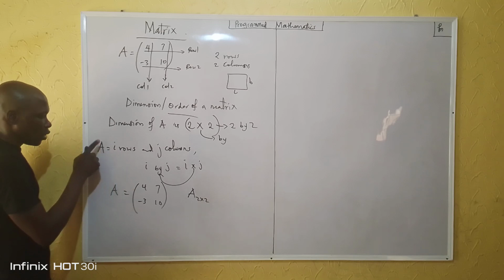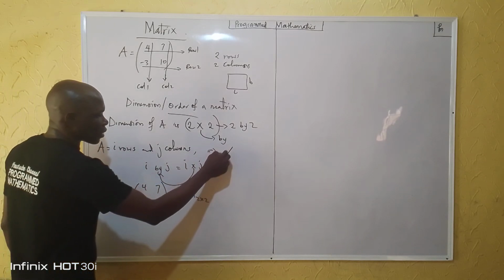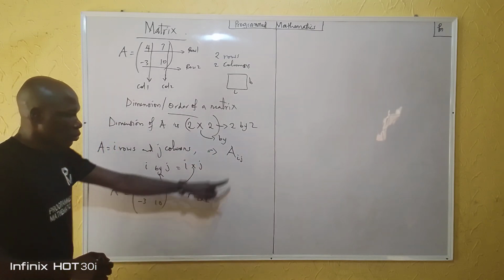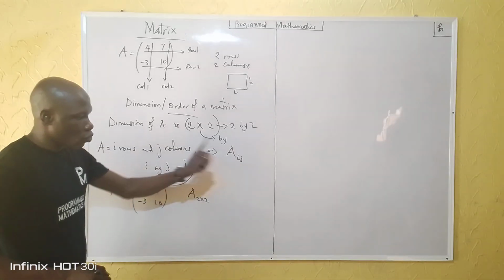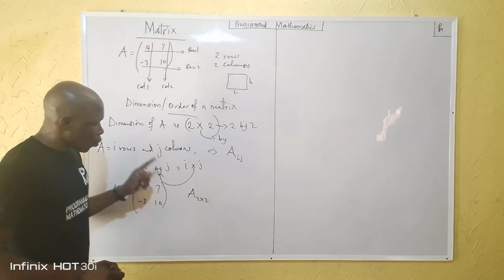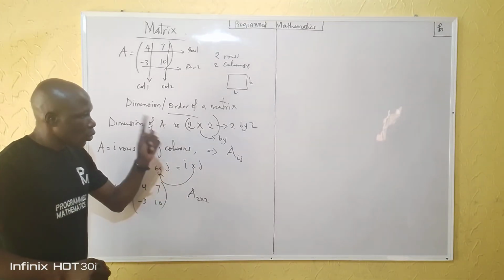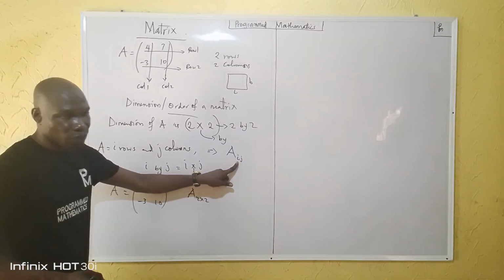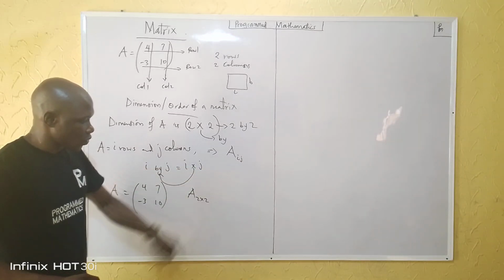So from here, if A has i rows and j columns, we can simply write this matrix A as a_ij, having i rows, j columns. Now, it's important to know that whenever you write the dimension or order of any given matrix, we write the row first before the column. The row comes first before the column. It's very, very important to note that.